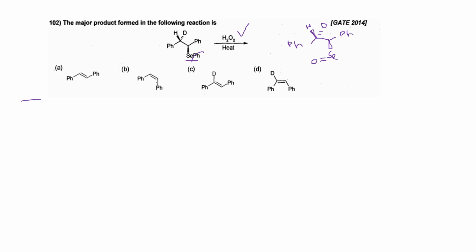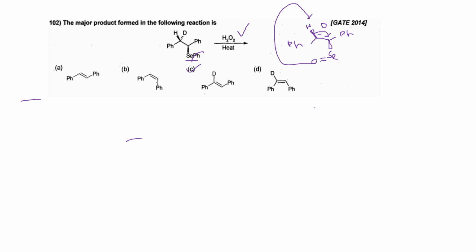So now which one will be eliminated? Hydrogen or deuterium? Obviously hydrogen, because this type of elimination always goes through a syn elimination. So whichever is syn to this selenium, that will be eliminated. So hydrogen is syn, so hydrogen will be eliminated from the system, giving a trans alkene with deuterium, a deuterated trans alkene.